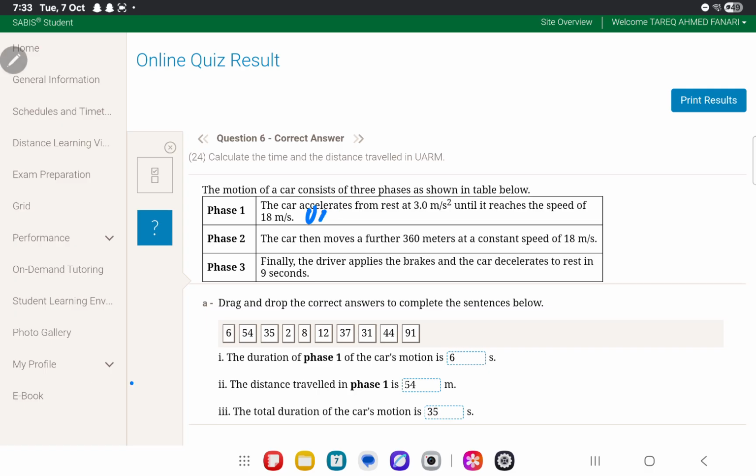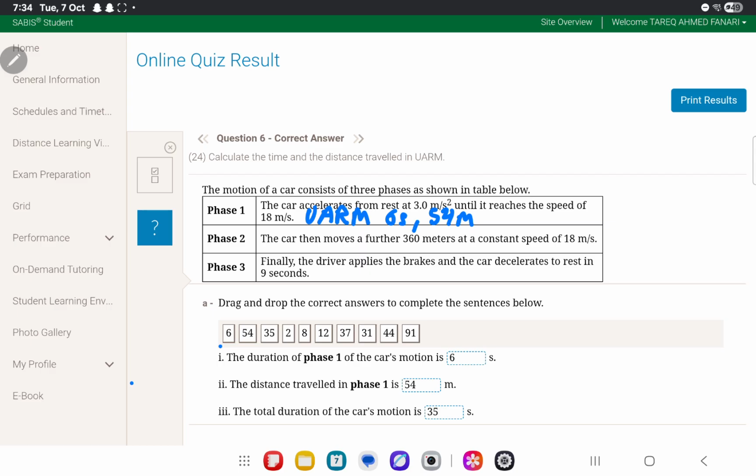In phase 1, it's UARM, right? And we know it took 6 seconds, okay? And the distance traveled, we can find it, right? The distance traveled is going to be x equals half AT squared. So actually we found it also. We found it in part two. 6 seconds and 54 meters, right? We found it, as I said, so I don't need to re-explain it. You can rewatch the explanation. Basically, I used the formula x equals half AT squared.